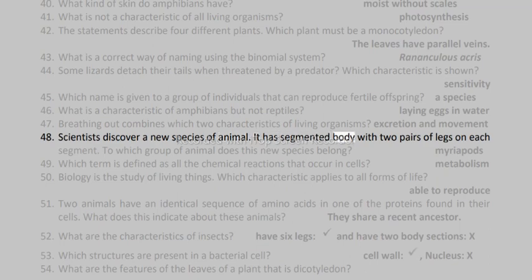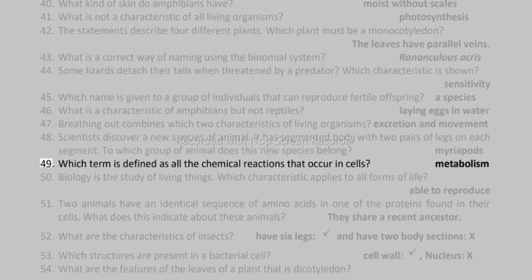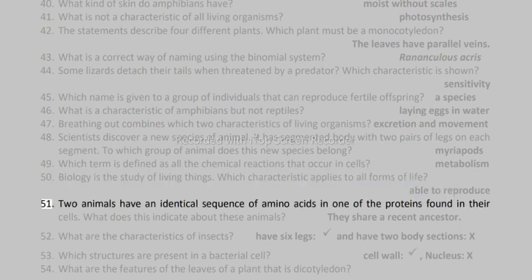48. Scientists discover a new species of animal. It has a segmented body with 2 pairs of legs on each segment. To which group of animal does this new species belong? Myriapods. 49. Which term is defined as all the chemical reactions that occur in cells? Metabolism. 50. Biology is the study of living things. Which characteristic applies to all forms of life? Able to reproduce.